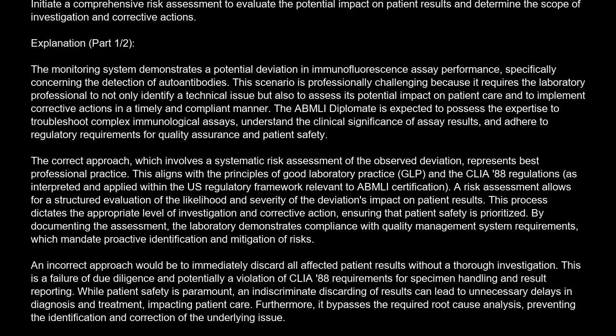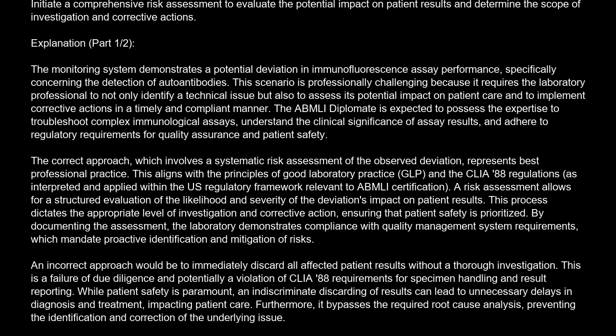The correct approach, which involves a systematic risk assessment of the observed deviation, represents best professional practice. This aligns with the principles of good laboratory practice, GLP, and the CLIA 88 regulations, as interpreted and applied within the U.S. regulatory framework relevant to ABMLI certification. A risk assessment allows for a structured evaluation of the likelihood and severity of the deviation's impact on patient results. This process dictates the appropriate level of investigation and corrective action, ensuring that patient safety is prioritized. By documenting the assessment, the laboratory demonstrates compliance with quality management system requirements, which mandate proactive identification and mitigation of risks.